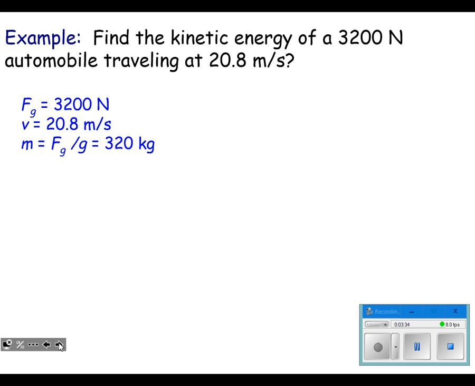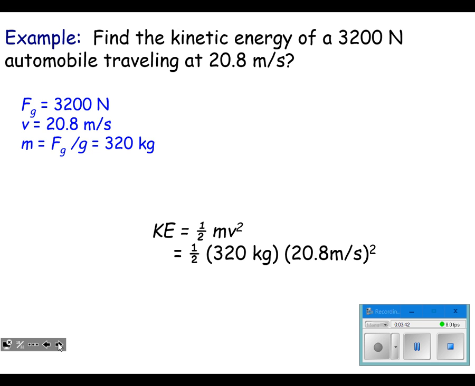So now that I have that information, I can use my formula of KE equals 1/2 mv squared, plug in my mass of 320 kilograms and my 20.8 meters per second, square it, and then divide it by 2. And that'll give me 69,222.4 joules.